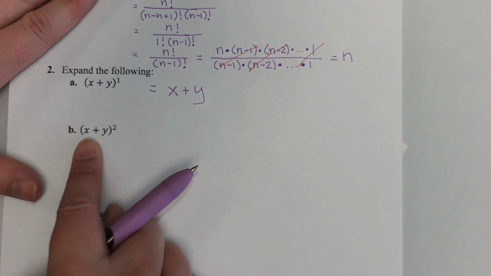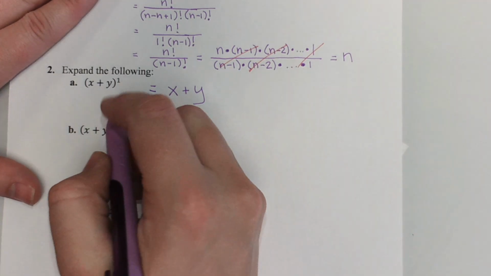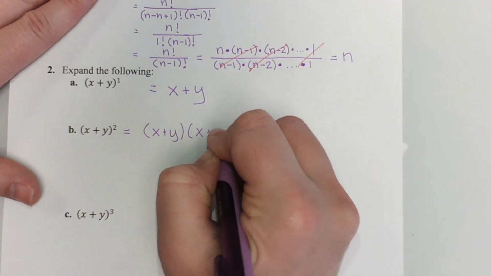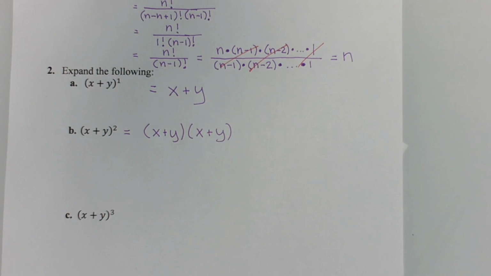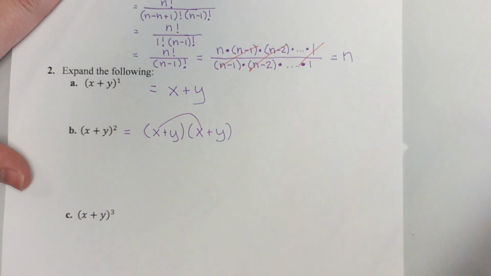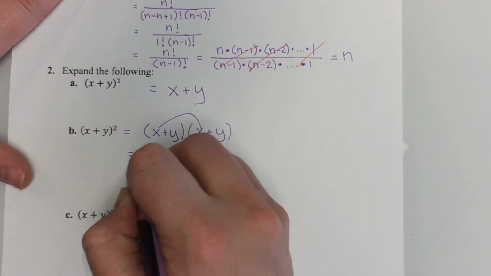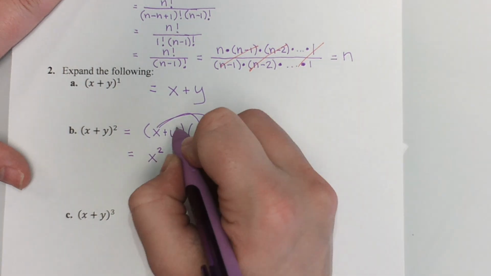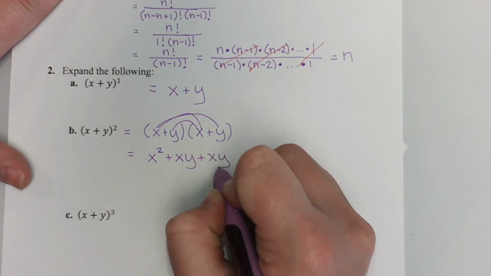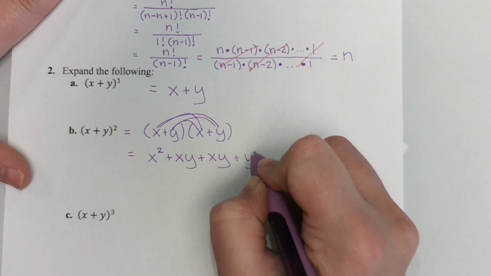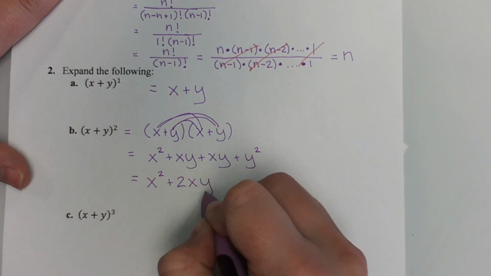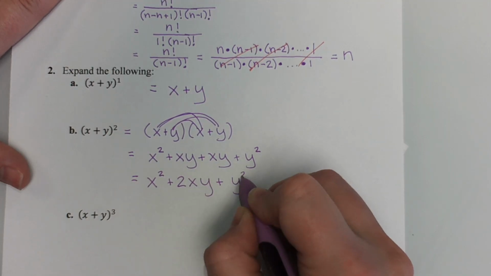What does it mean to square something? Times it by itself. This is x plus y getting multiplied by x plus y. But the actual expansion has it all FOILed out. X times x. X times y. Y times x. And y times y. After I combine like terms, I get x squared plus 2xy plus y squared.